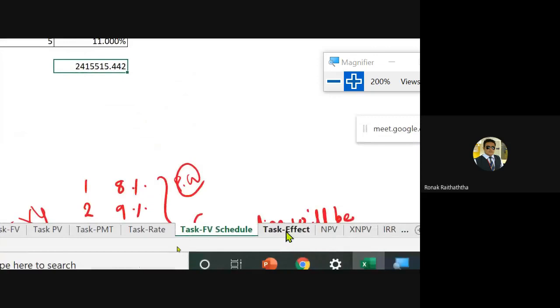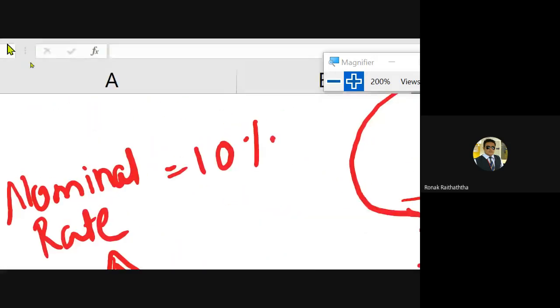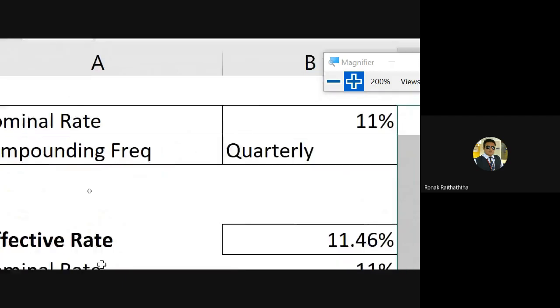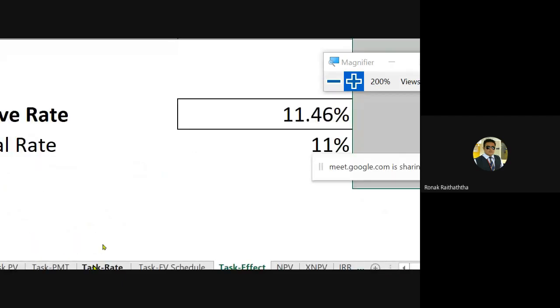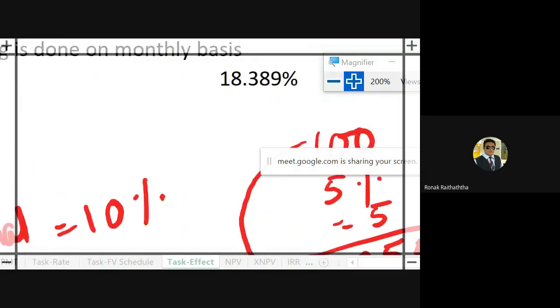Good. Now let's move to the different one, which is task effect. It's going to be a little bit important for all of you because this is something which is not discussed in the FM yet, because that was not a part of the syllabus, frankly speaking. That's why. Now there is something called nominal and effective rate. Try to understand the concept of it. The nominal and effective rates work like this.